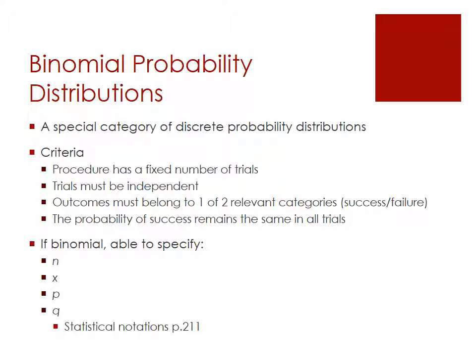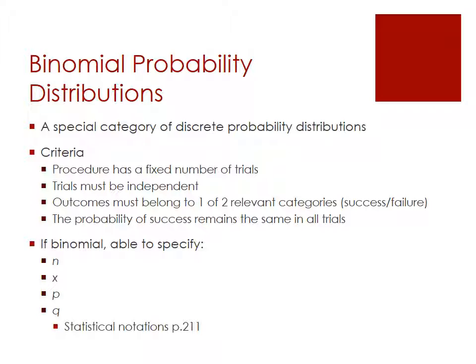When we're looking at these, some of the notation we need to pay attention to is n, x, p, and q. This is covered in your book on page 211. Now n refers to the number of fixed trials that a procedure has. So when we're looking at the procedure as a fixed number of trials, however many of those trials there are, that will be our n.